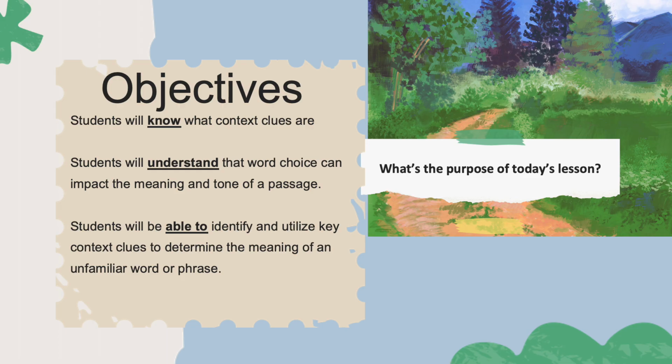Alright, so we're going to do a brief overview of our objectives today, or rather, what is the purpose of today's lesson? So why are we learning what we're learning? What are we wanting to achieve out of this today? So students will know what context clues are. Students will understand that word choice can impact the meaning and tone of a passage. And students will be able to identify and utilize key context clues to determine the meaning of an unfamiliar word or phrase.